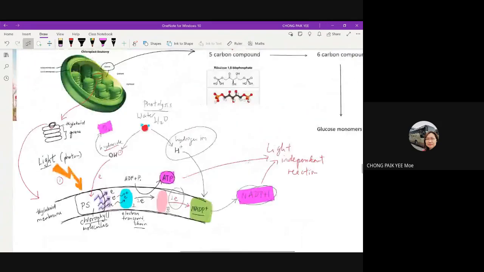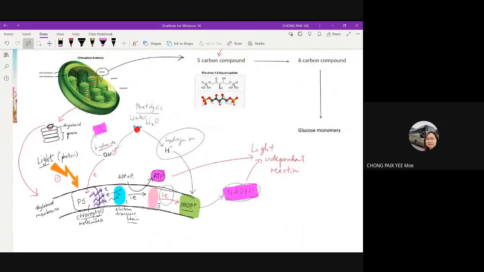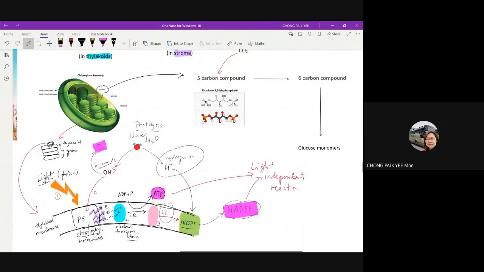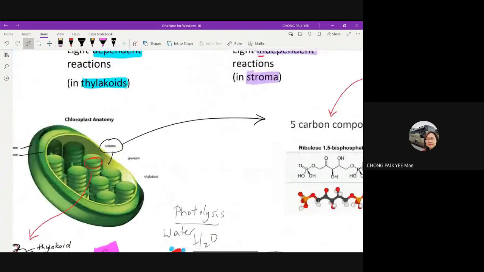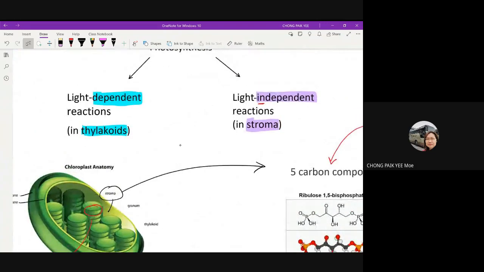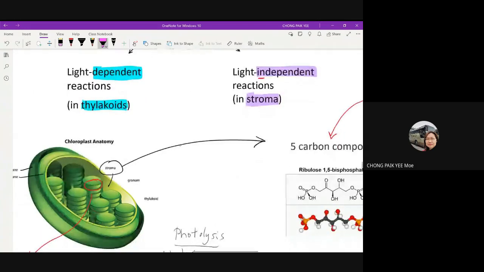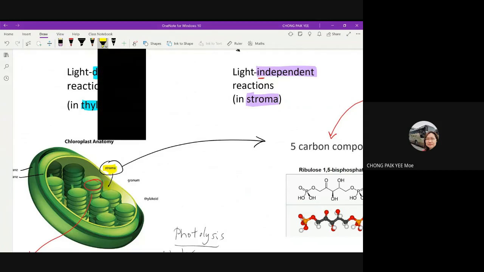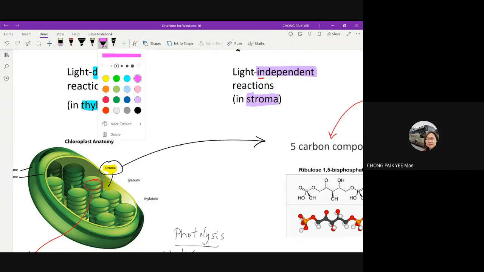So let's look at what happens in the second part. This second part is called the light-independent reaction. It actually happens in the stroma. The stroma is the liquid component inside the chloroplast. The first part was in the thylakoid. Now you see here, this is the liquid component. Let me highlight this, the stroma. Everything that is surrounding the thylakoids is the liquid component.